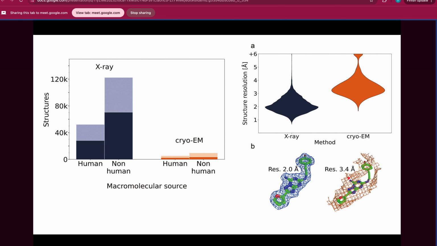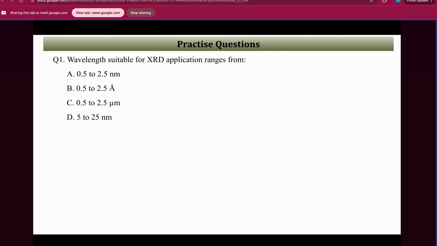Whenever we compare resolution, we only look at the value which is less. In this case, X-ray has 2 angstrom of resolution, whereas cryo-EM has 3.4. So the resolution value which is lower is the best resolution. In this case, X-ray has higher resolution. In this way, they have mentioned why X-ray crystallography is better.